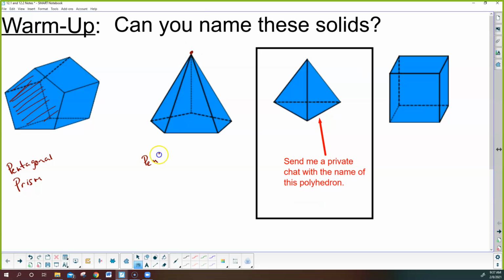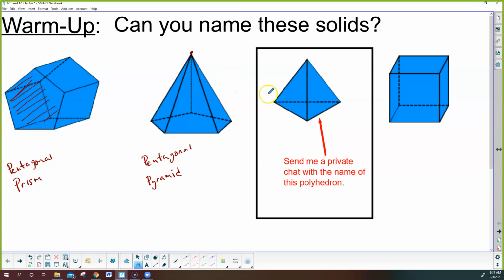Well, this is still a pentagonal shape, but then it goes to a point. And anytime it goes to a point, that's a pyramid.